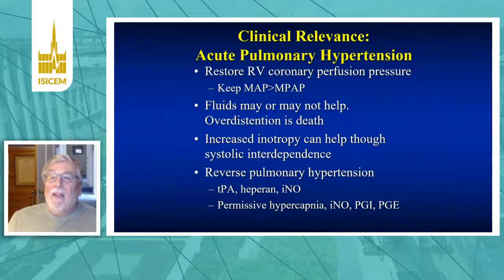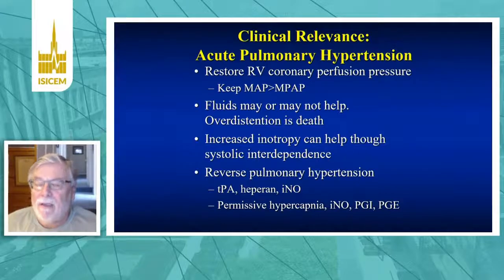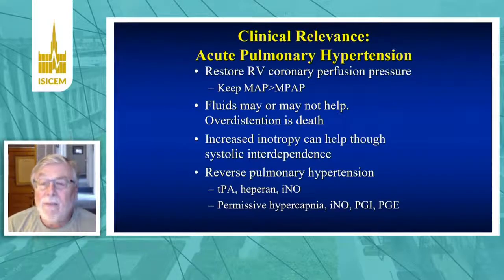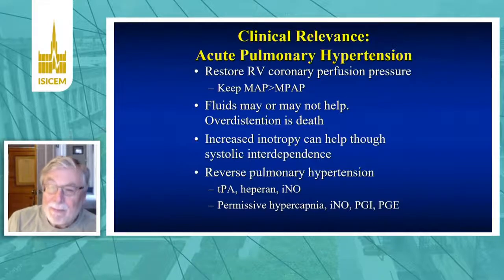Okay, this is important because we often have to treat cardiac shock from acute pulmonary hypertension due to pulmonary embolus or other things. The best treatment for that is to restore coronary perfusion pressure and increase ventricular pump function by raising mean arterial pressure. If you give fluids to these patients, a little bit may be okay, but more than that will probably cause overdistension and death.